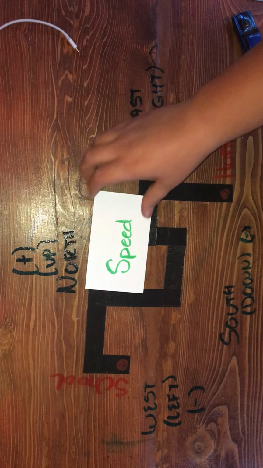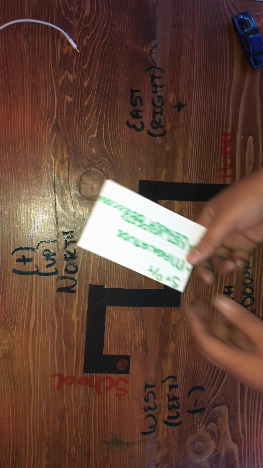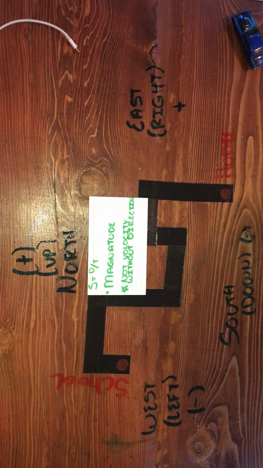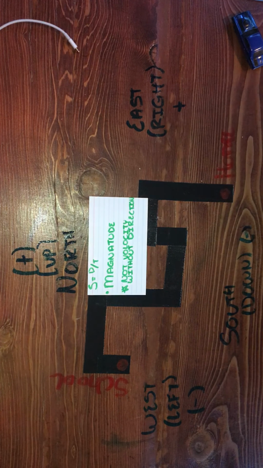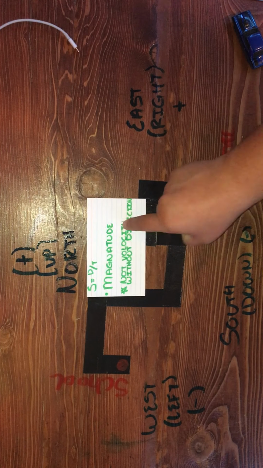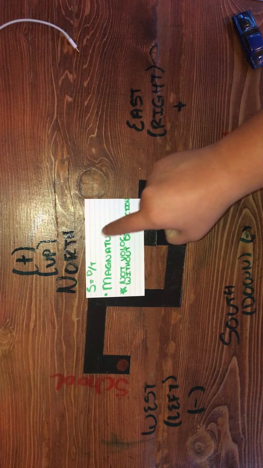But speed's formula is speed is equal to distance divided by time. And it does have magnitude. Again, magnitude is the amount without direction, so speed does not have direction, not like velocity. We'll get into velocity later.